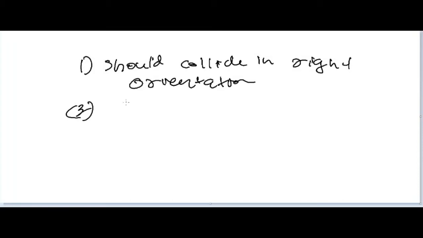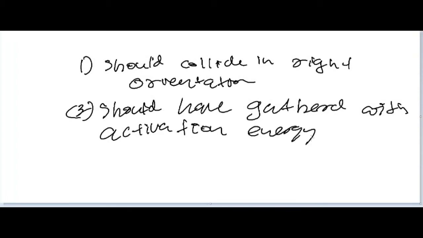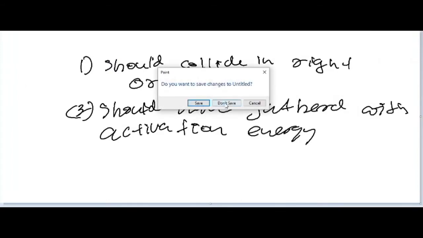This is the first one, and the third one or second one we can consider as, at least they should come together with activation energy. I will explain this activation energy. So the requirement to start a chemical reaction is that we should have activation energy and the molecules should collide in the right direction or right orientation. This is the simple thing you want to understand here. Then we'll move on to the next one.